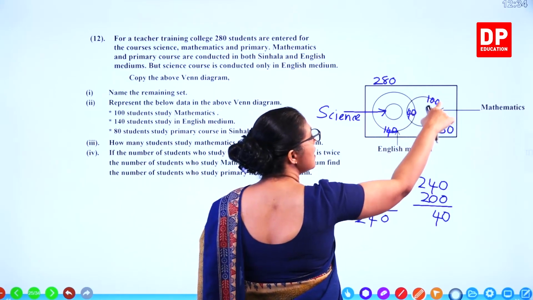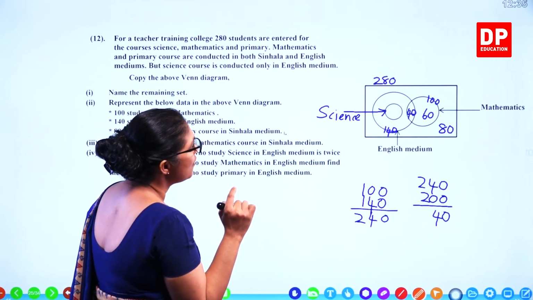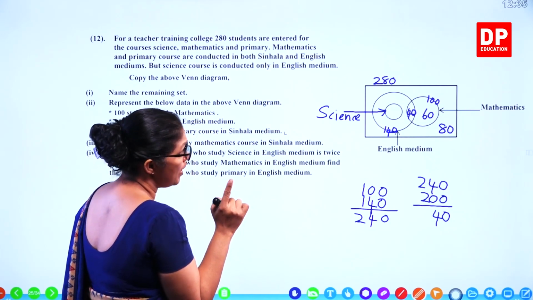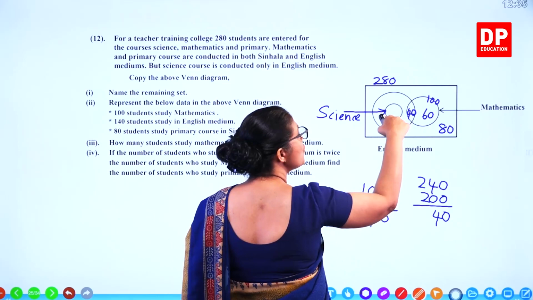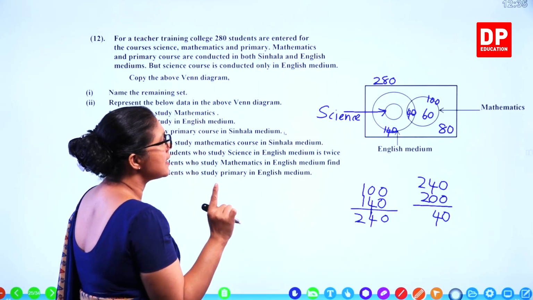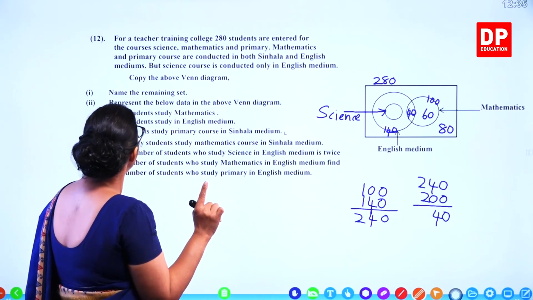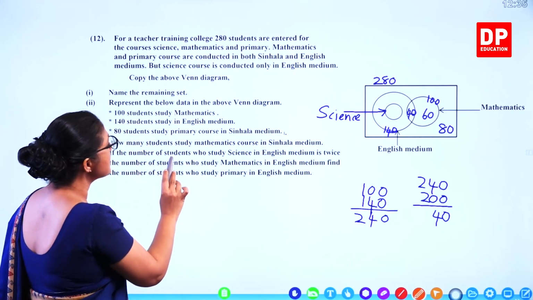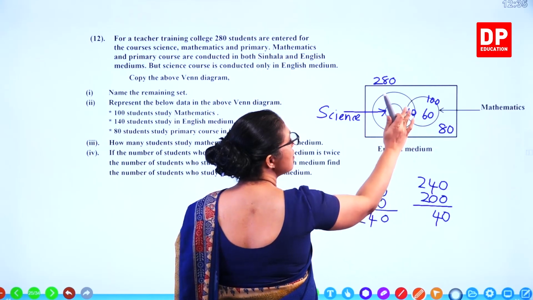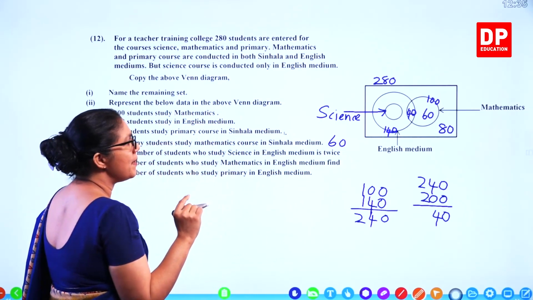If this is 40, the whole thing is 100. 100 minus 40, that's 60. Then can we fill the other one? You can't fill. So we know that if this is 40, these two make 100. But we can't write down exactly which part is 100. So we'll keep it like this and read the questions. How many students study mathematics course in Sinhala medium? Mathematics, but not here. So 60 students study mathematics in Sinhala medium.